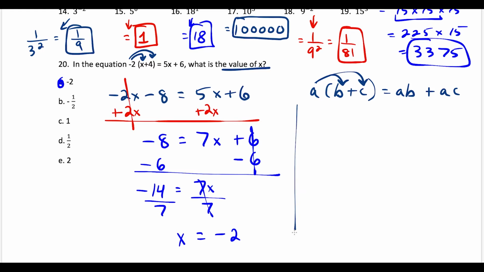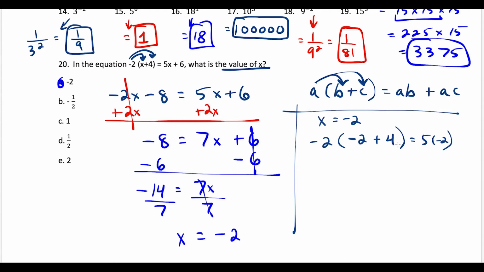Now, because it's multiple choice, we don't actually have to know how to solve an equation. We could get away with this by just plugging in answer choices. So let's say you just said, all right, I think x is equal to negative 2. Let me try choice A. Then you'd have negative 2 times x, which is negative 2, plus 4, and this equals 5 times x, which is negative 2. So you could just plug in, and then plus 6.